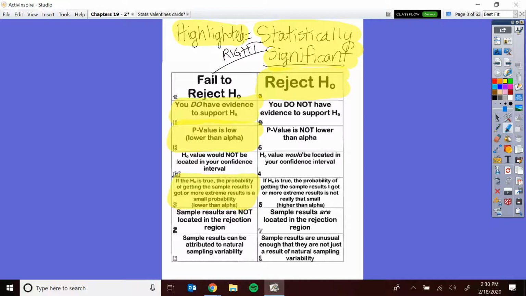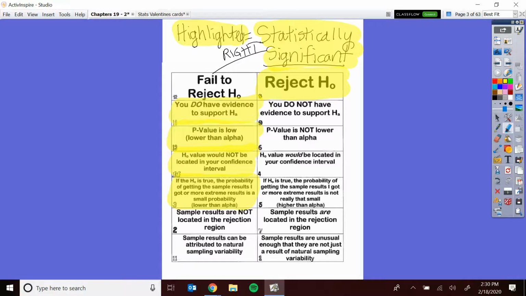Now, how about this? The H0 value, the null hypothesis, would not be in your confidence interval you created, or it would be in your confidence interval you created. Which one is significant and like, whoa? Would not be, that's right. If you have a sample that you make an interval off of, and it makes an interval that doesn't contain the null, then you'd be rejecting that null, and you'd be knocking it out. So number 14 is also down there.